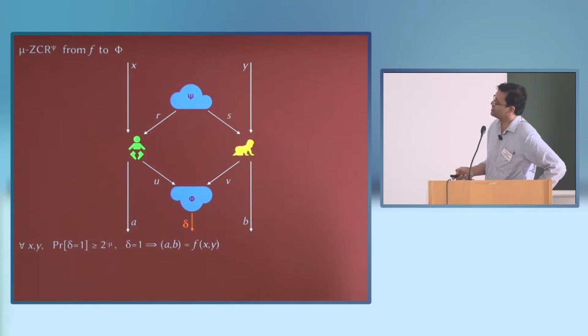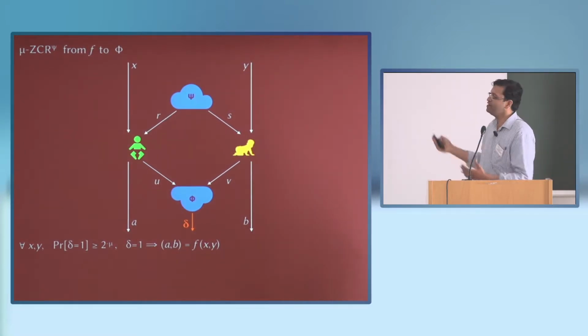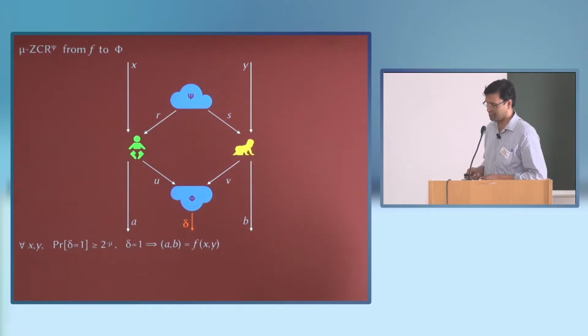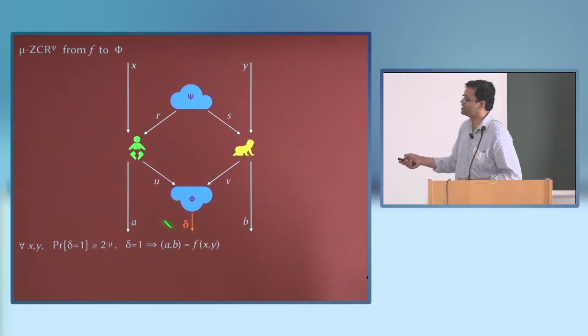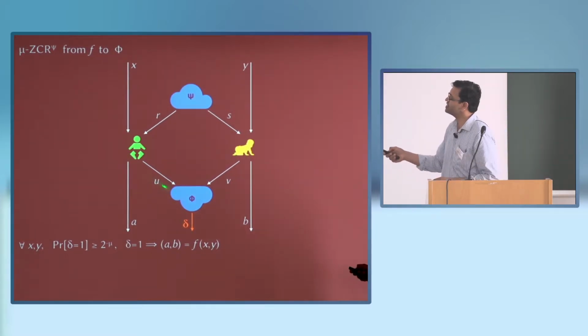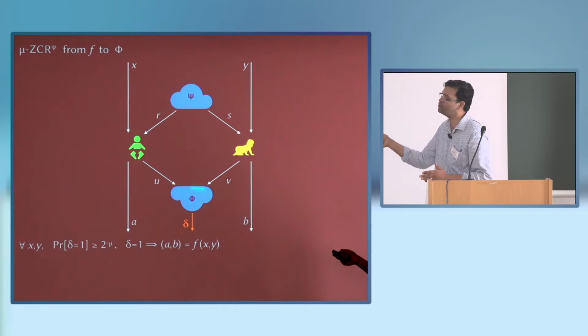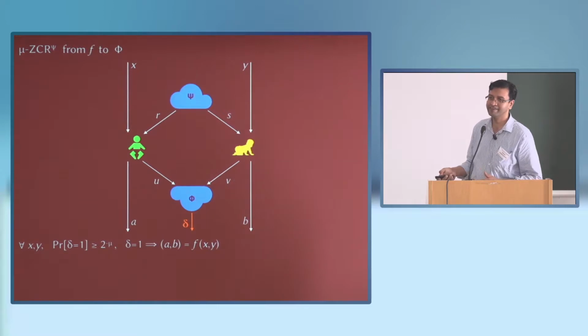I'm going to use the logarithmic scale, which seems to work better. So the probability that the predicate accepts is at least 2 to the minus mu. If mu equals 0, then it has to accept always. If mu is finite, it accepts with some probability and rejects with the rest. So that is ZCR. The predicate is not a number, it's a 0, 1 bit. I'm calling the output of phi on u, v delta, so delta equals phi of u, v.